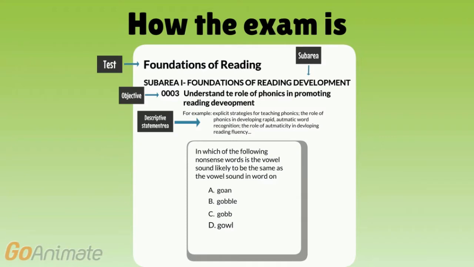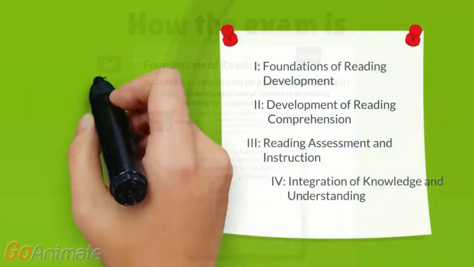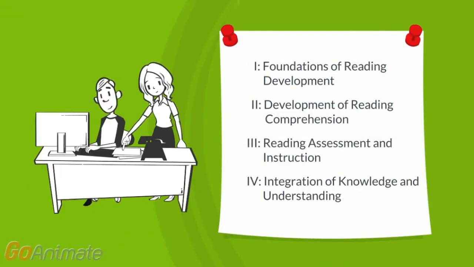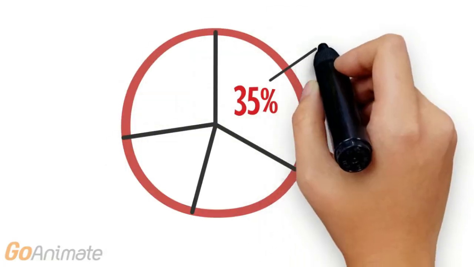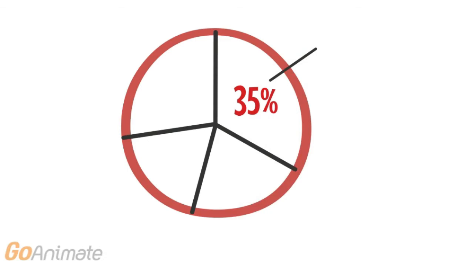For the exam, there are 4 different sub-areas. Number 1, Foundations of Reading Development. 2, Development of Reading Comprehension. 3, Reading Assessment and Instruction. 4, Integration of Knowledge and Understanding. Within each sub-area, there are different objectives.